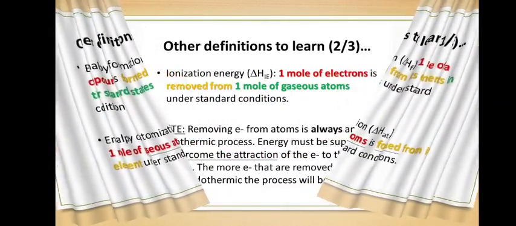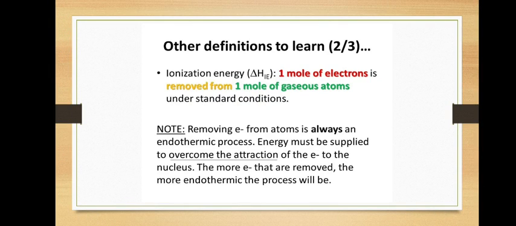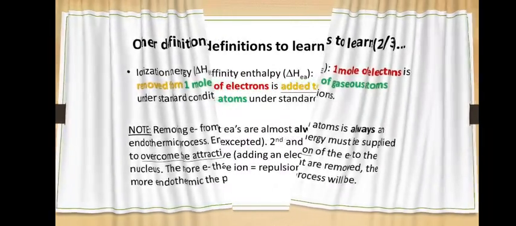we have the definition of ionization energy. When 1 mole of electrons is removed from 1 mole of gaseous atoms under standard conditions, that is called enthalpy of ionization or ionization energy. For example, when sodium loses 1 electron, the energy change during this process is called ionization energy. Removing an electron from an atom is always an endothermic process. Energy must be supplied to overcome the attraction of the electron to the nucleus. The more electrons that are removed, the more endothermic the process will be.